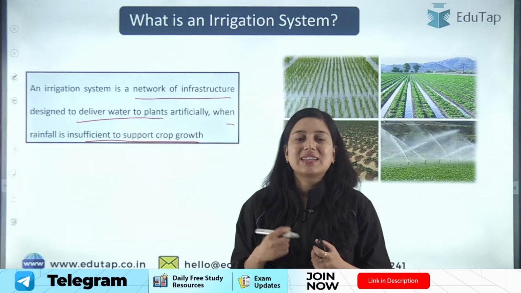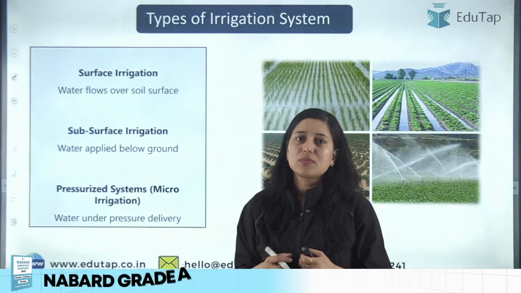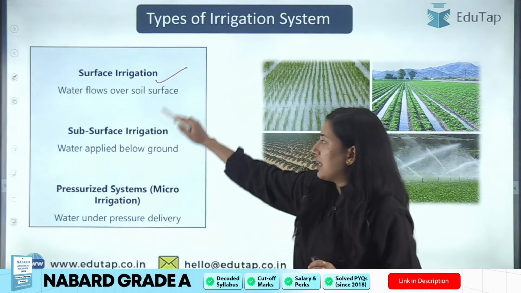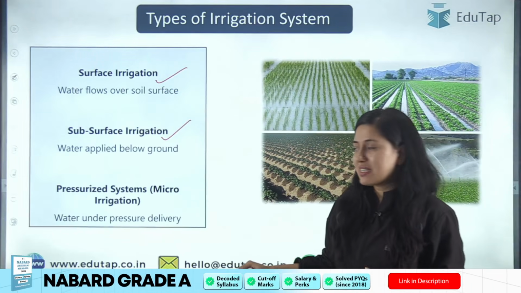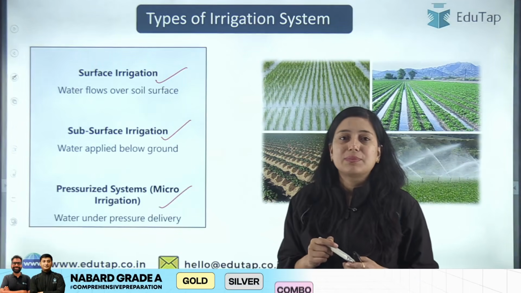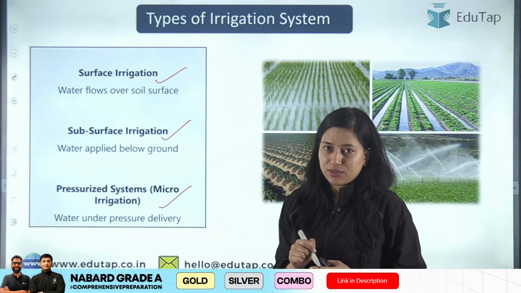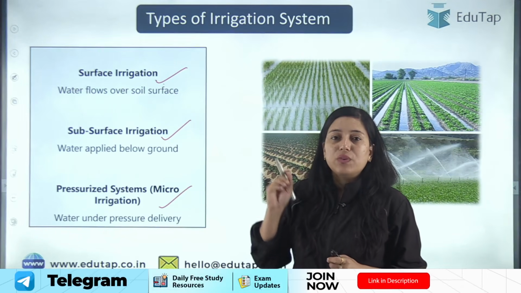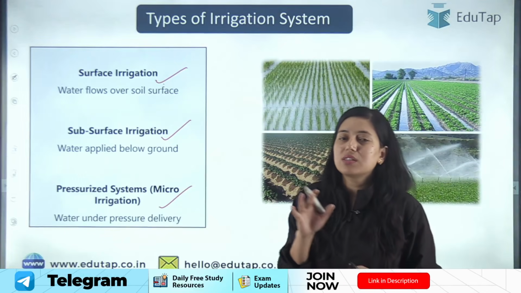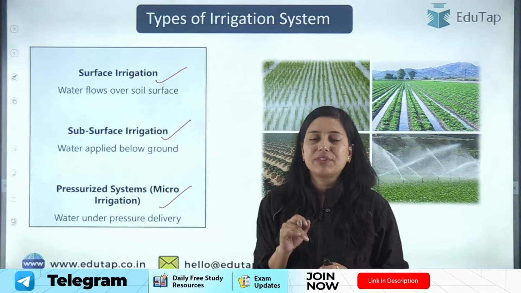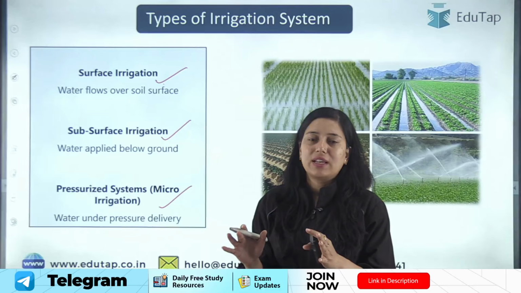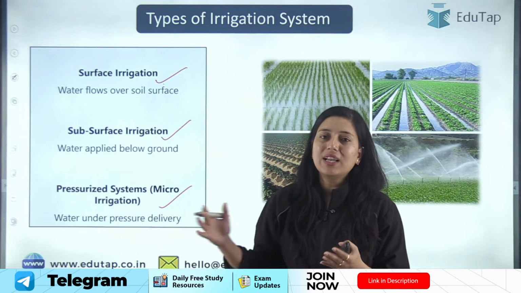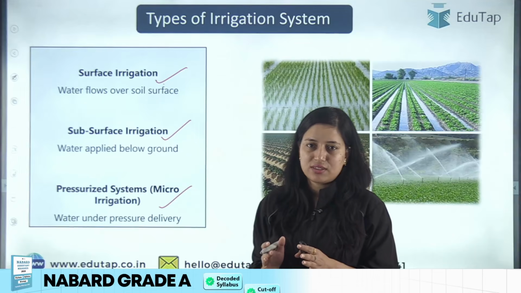Now let us understand different types of irrigation system. So we have three types of irrigation system. First is surface irrigation, then we have subsurface irrigation, and then we have pressurized or micro irrigation. Now in case of surface irrigation, we are applying water to the surface of soil. Whenever the water application is done at the surface level of soil, that is the surface irrigation system.